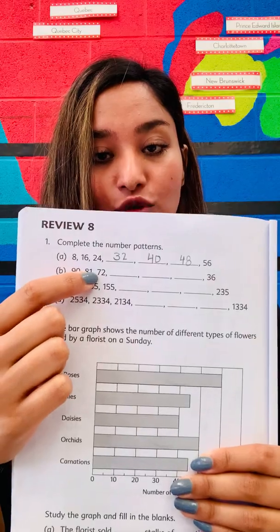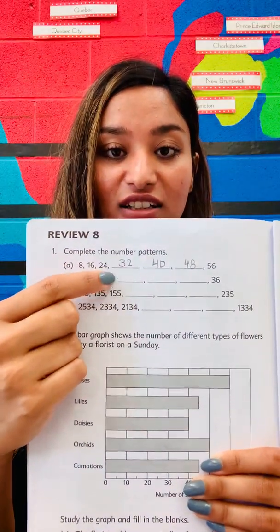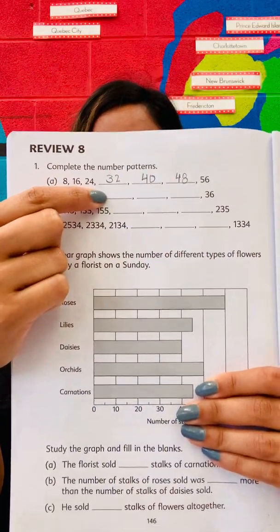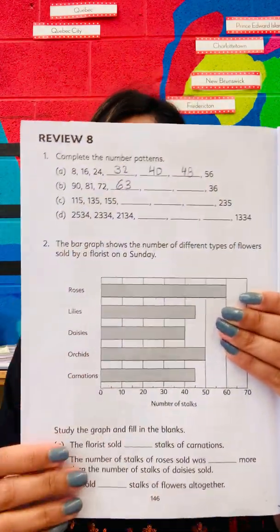Now you have to go 72, take away 9. What should you be left with? Pause the video, do the question. So 72, take away 9. Pause the video, then we'll find out what the answer is. Okay, so I hope you paused the video, and I hope that you found out that the answer was 63. Okay, so the answer is 63.